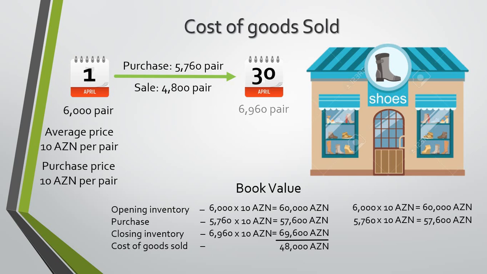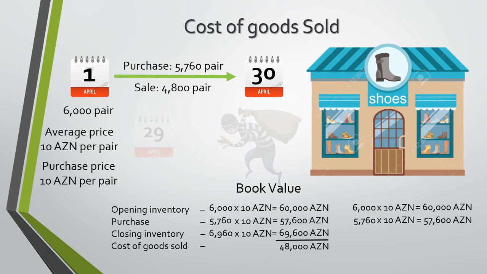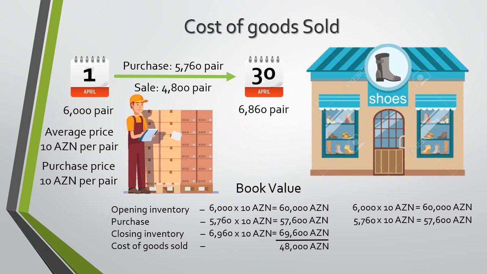But unfortunately, on the 29th of April, 100 pairs of shoes were stolen. At the end of the reporting period, opening inventory and purchase amounts will be the same. But when we make the inventory count at the end of the period, we will realize that we have 100 pairs less than the book quantity. So cost of sales will be higher by the amount of the stolen shoes.